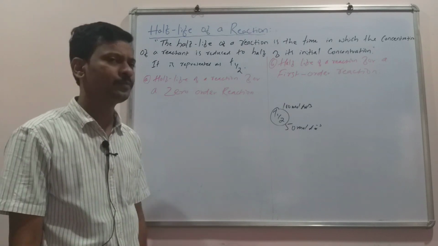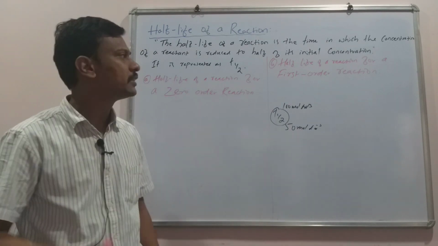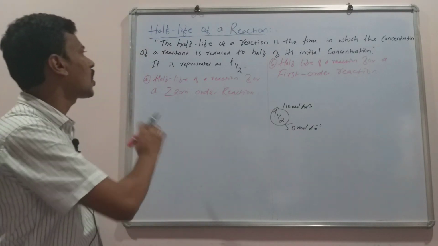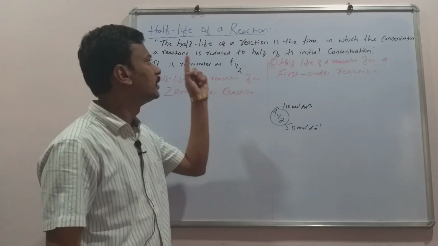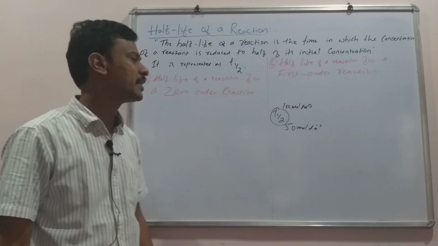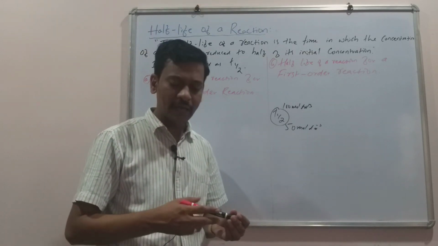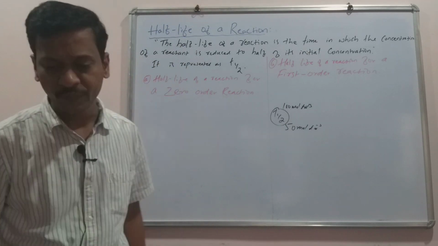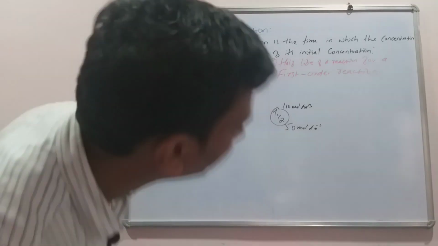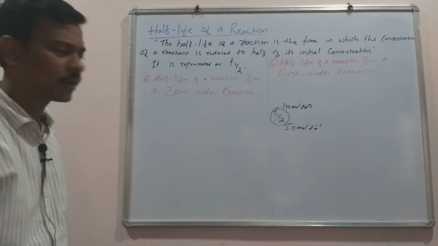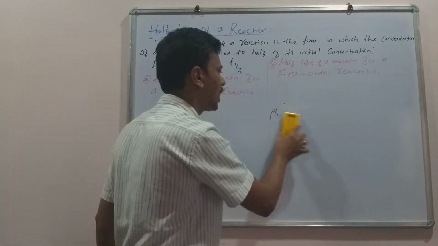Very simple way. Half-life of a reaction is the time in which the concentration of the reactant is reduced to half of its initial concentration, and this half-life period of a reaction is different for different orders. Okay, now we shall study about that.